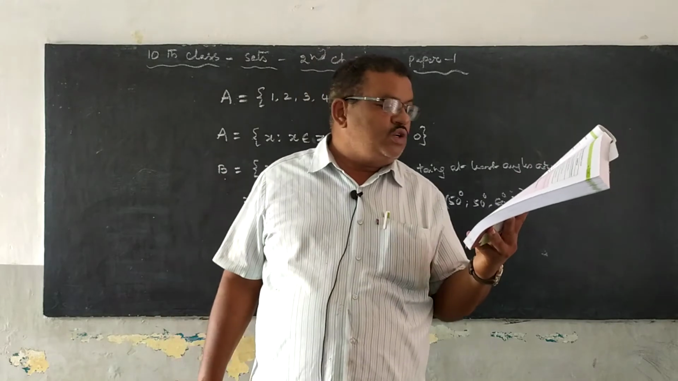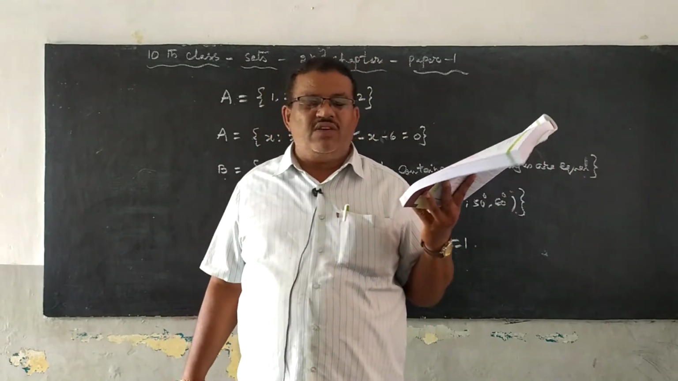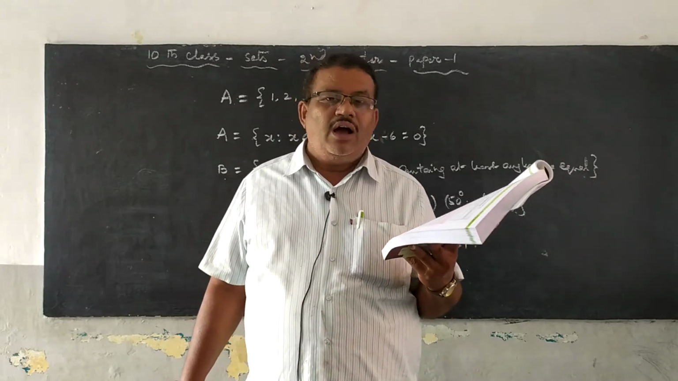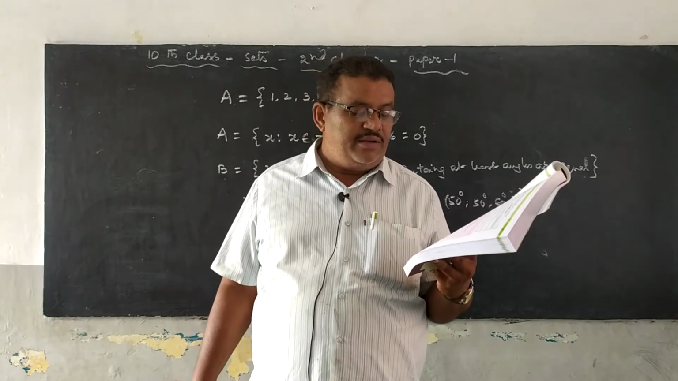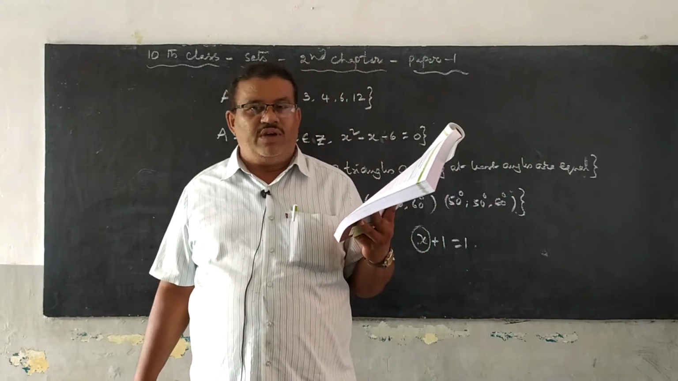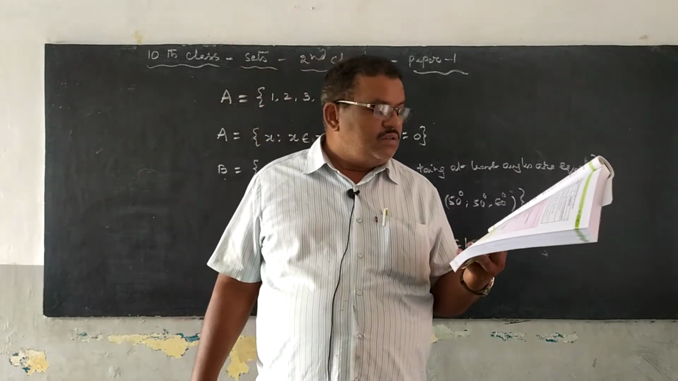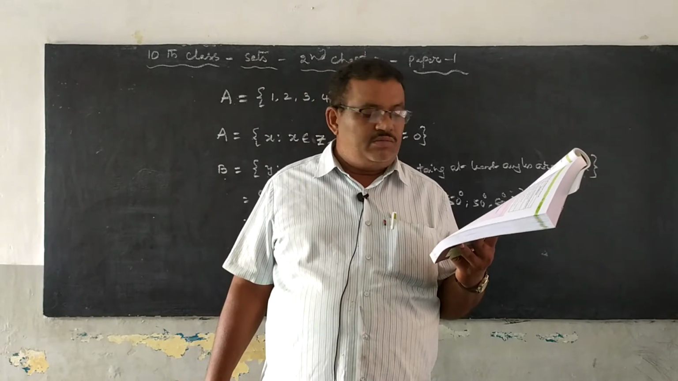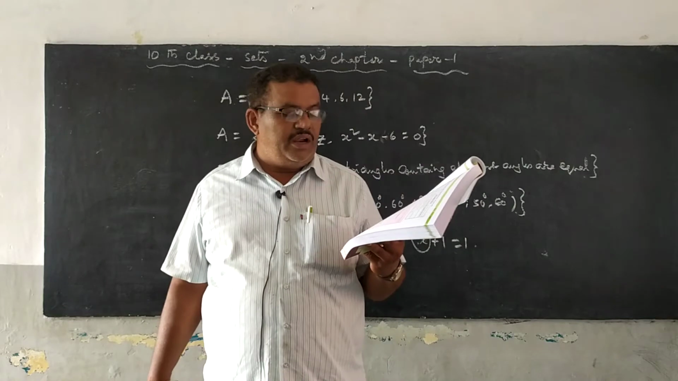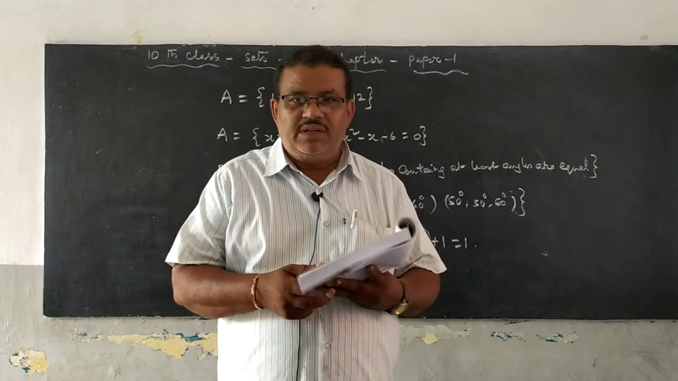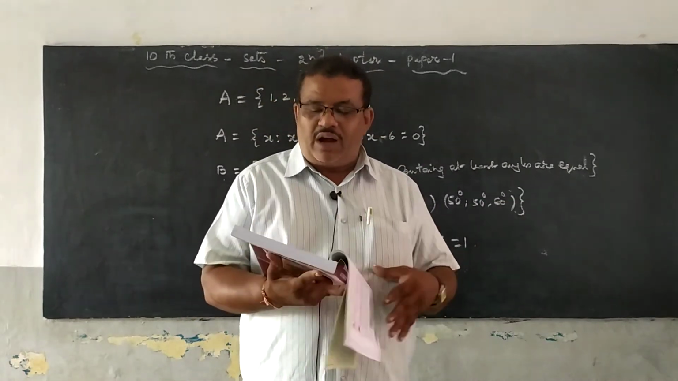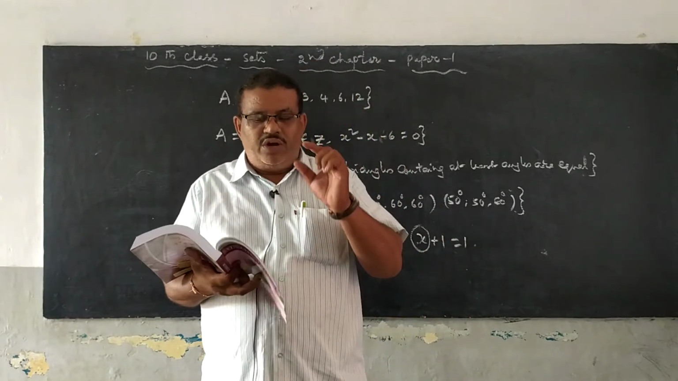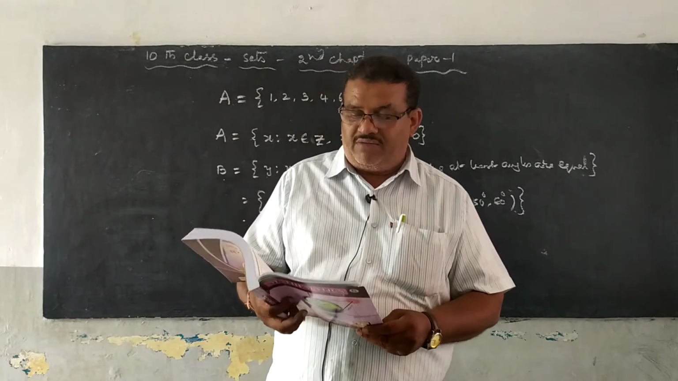Third one, 1, 2, 3, 6, 9, 18. These are the factors of 18. So the third one is matched to option A on the right hand side. These are all the divisors of 18. Fourth one, 3 and minus 3. So x square minus 9 equal to 0. So the fourth one is related to option B. This is the correct answer. So try to match those. And afterwards we are going to discuss exercise 2.1, children.